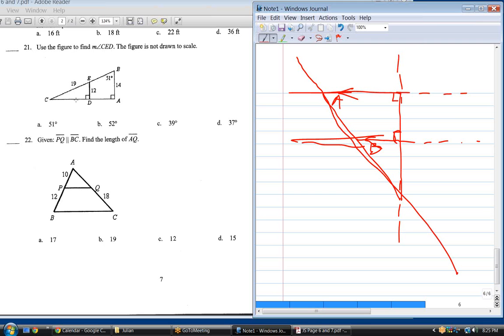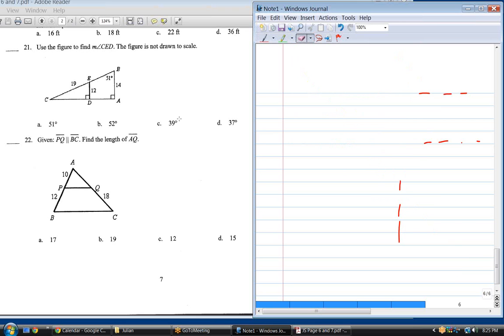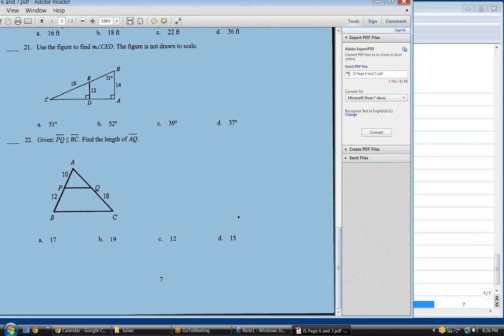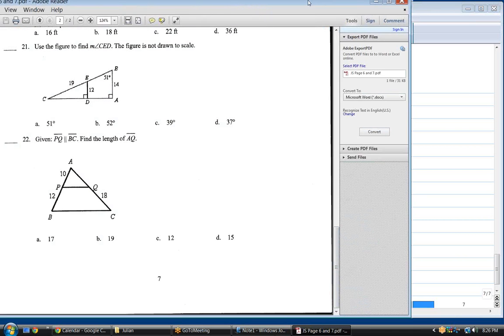Now, they put numbers 12 and 14 on there. Not sure why. We didn't need it. The only thing that mattered was that that was a right angle and that's a right angle, therefore ED is parallel to BA. Since ED is parallel to BA, this angle is equal to this angle. Okay, number 22.